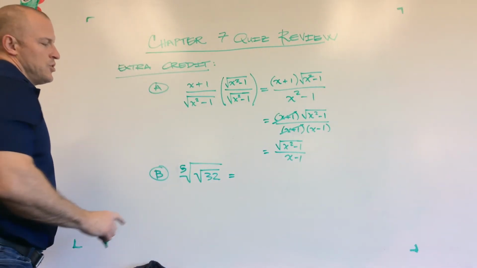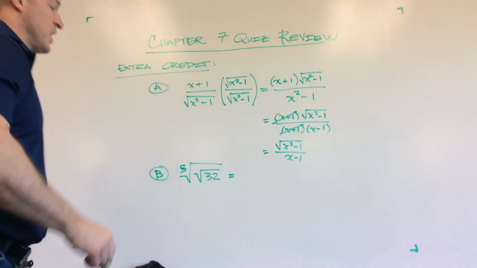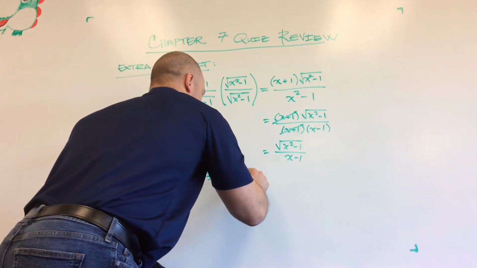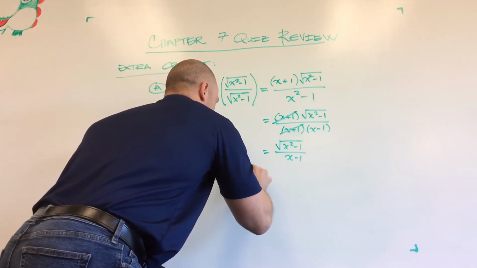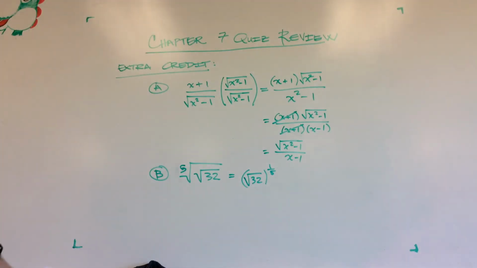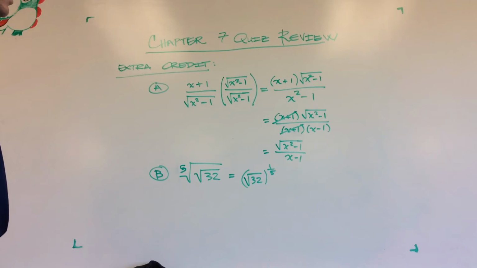Well, let's convert this into fractional exponents to simplify our calculations. The fifth root is the same as taking something to the 1/5 power. So we could say that's the same as the square root of 32 to the 1/5 power. Okay? And not to the fifth power, to the 1/5 power. Excuse my misspeaking there.